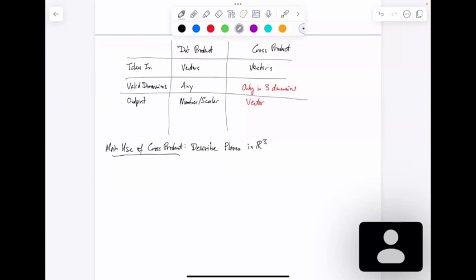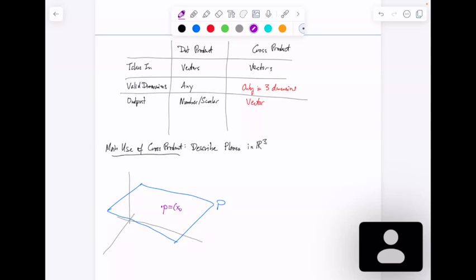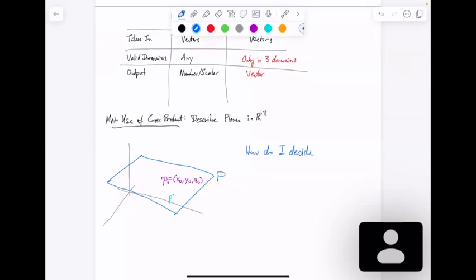Let's draw a picture. Let me draw a picture of a plane. So this is a plane P in 3 dimensions. Now let's say the plane contains a point, I'll call it little p0 here. It has coordinates x0, y0, z0. Now, what distinguishes any other point on the plane? Let's say I have another point here. So p0 is what I just drew, and this is another point p. How do I decide if p is contained in the plane P?